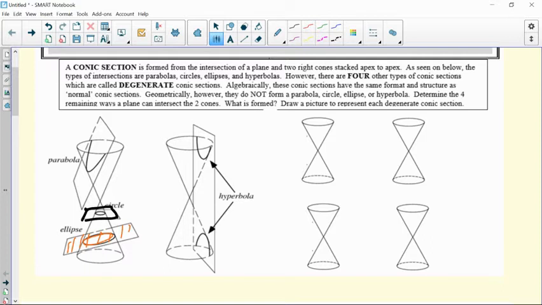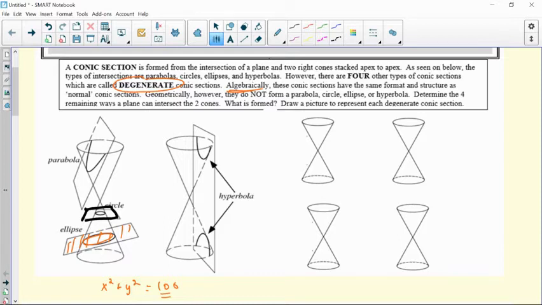So there are certain conic sections that are called degenerate conic sections. What that means is that algebraically, they look like they should be a conic section. If you remember, one of the things you studied in geometry are equations of circles. So, x squared plus y squared equals 100, right? That's an equation of a circle centered at 0, 0, whose radius is 10.